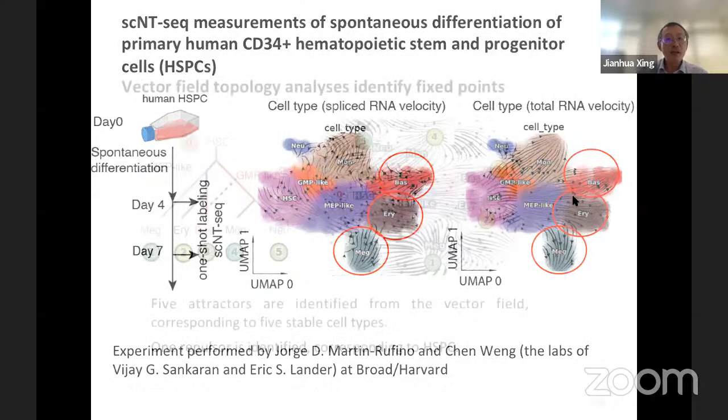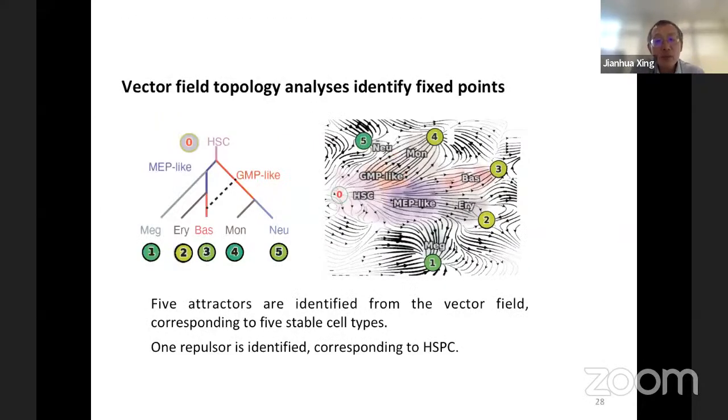Okay, so here we got the vector field. This is a vector field shown in this two-dimensional space. So you can see you can have these attractors. Those attractors correspond to stable phenotypes. This is the repulsor, unstable points. This is a stem cell, because we know this is spontaneous differentiation. So this is unstable. Cells differentiate into different phenotypes. You can follow and get the lineage trees.